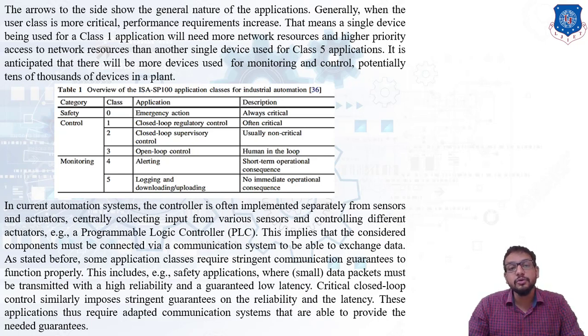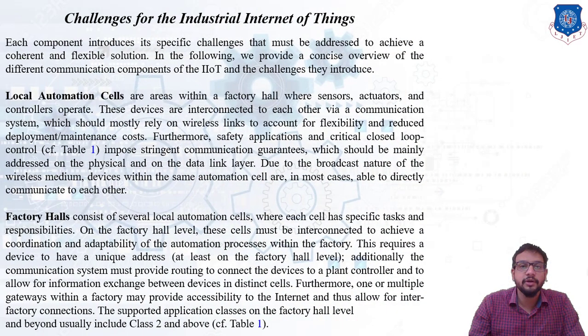Now critical closed loop, which you can see is a control category representing class 1, 2 and 3. Critical closed loop control imposes stringent guarantees on reliability and latency. So these applications will require adapted communication systems that are able to provide the needed guarantees. Now let's move on and see the challenges we are going to face for the industrial Internet of Things. Each component introduces its specific challenges that must be considered to achieve a coherent and flexible solution. Let us see what challenges they introduce.